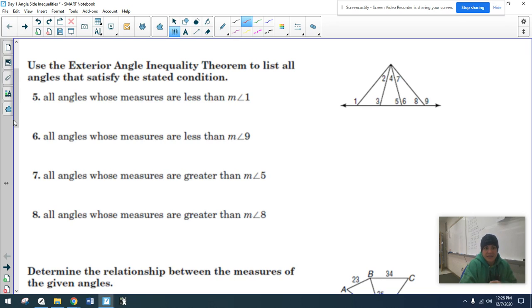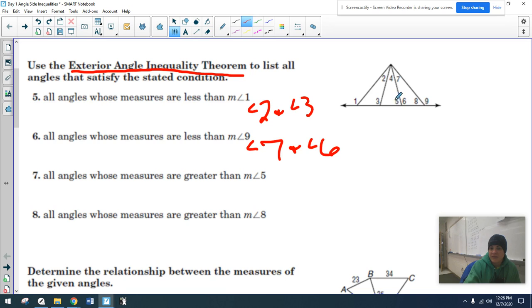Okay. These next ones are very similar. They're basically just asking you to list all the angles that are, and we're using this. There are a lot of angles in there that we don't know about, but using the theorem, they want to know what angles are less than 1. In this one, 1 is on the outside. It's equal to 2 plus 3. I know these other ones might be smaller than 1, but we don't know anything about them. All we know is 1 is equal to 2 plus 3. So obviously, the angle measures that are less than that are going to be angle 2 and angle 3. Okay? Less than 9. So 9 is the exterior. The ones inside here, 7 and 6, are the ones that are going to be less.